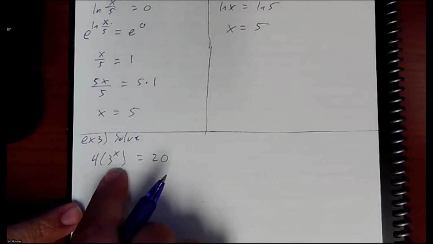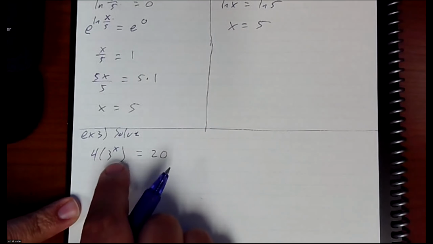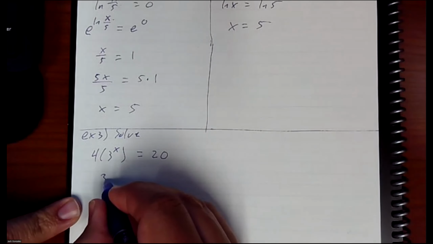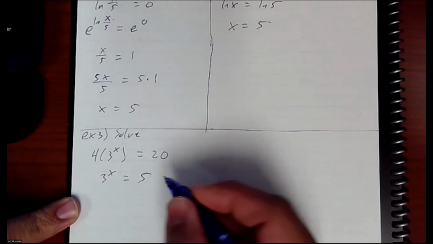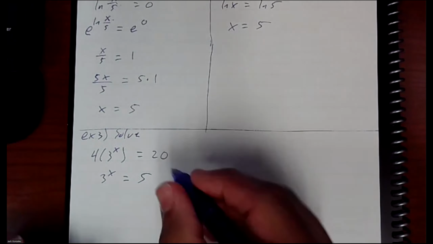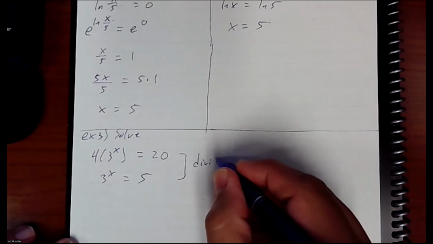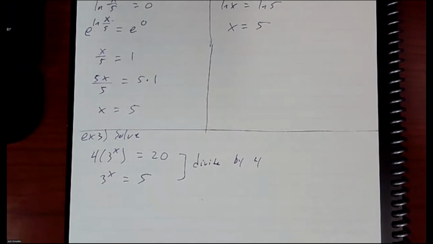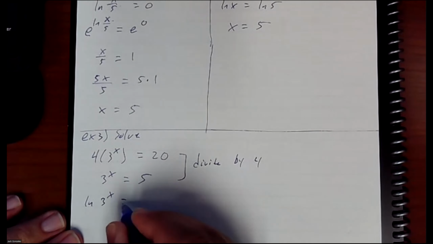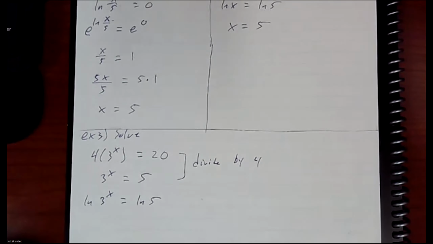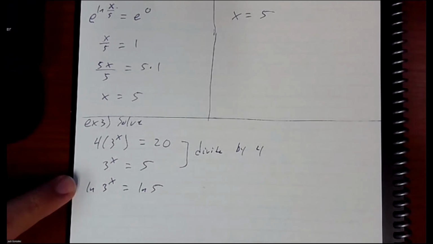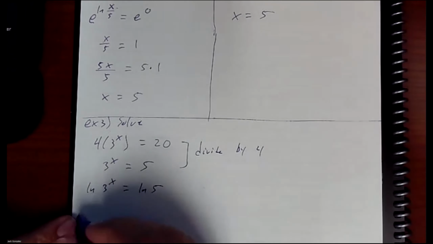So first thing you do is isolate the exponential part. Divide by 4 on both sides, that'll give us 3 to the x equal to 5, right? Let's skip a step. Divide by 4. Then introduce whatever log you want. I like ln, so I'm going to keep choosing it. Just make sure you're able to use it on a calculator. So I recommend ln or just the basic log, the common log.